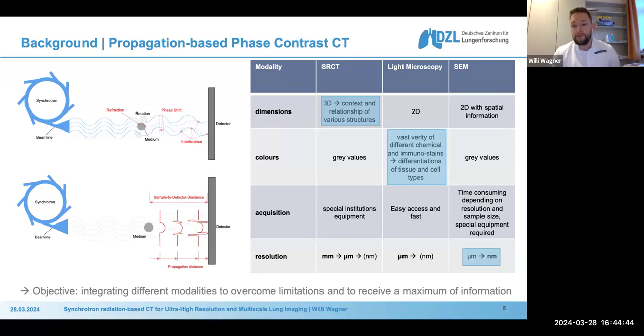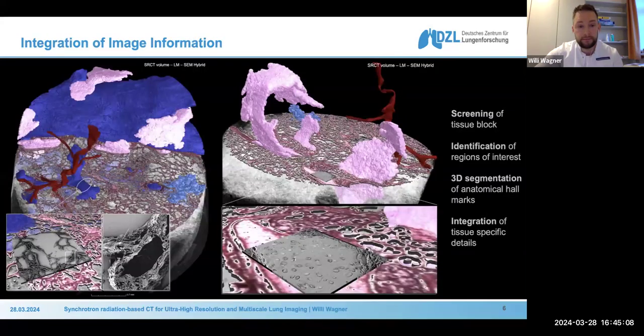So whatever pipeline we are building, we need to build it around histopathology and light microscopy. And electron microscopy really goes into the deep end of spatial resolution. Our idea is to integrate these modalities to reach maximum information from one sample.